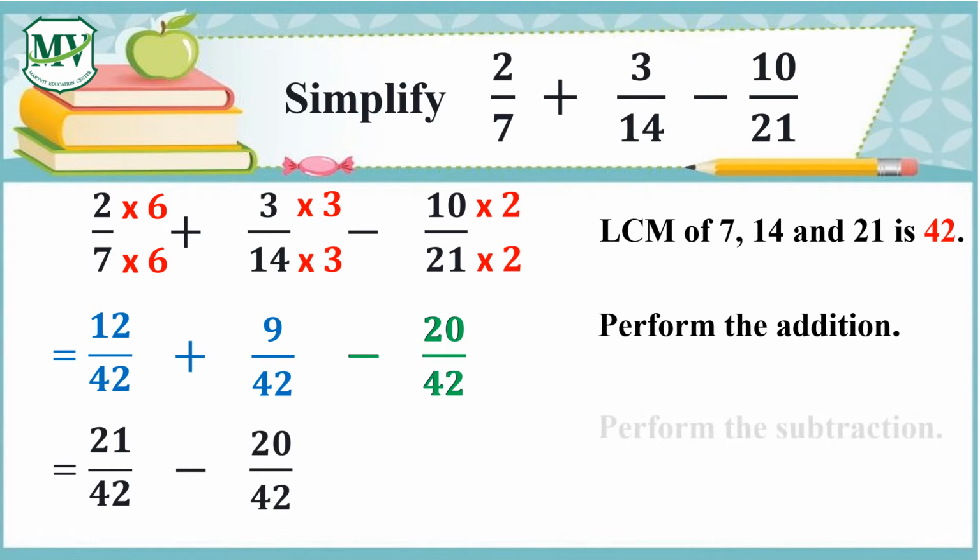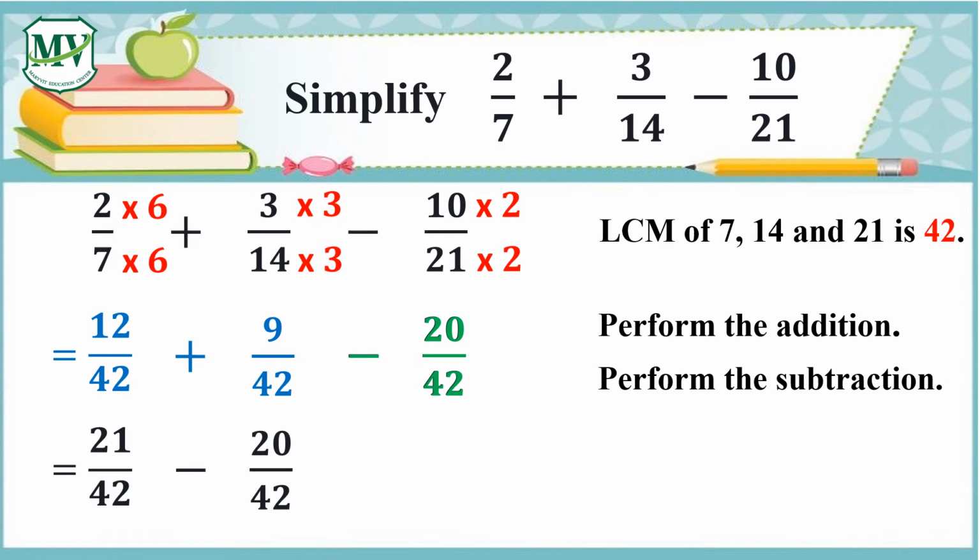Let's perform the subtraction. Can you guess what's the answer? Great thinking! We have 1 over 42. Since we cannot simplify 1 over 42 any further, this is our final answer. Did you get it? Good job! Let's learn another one.